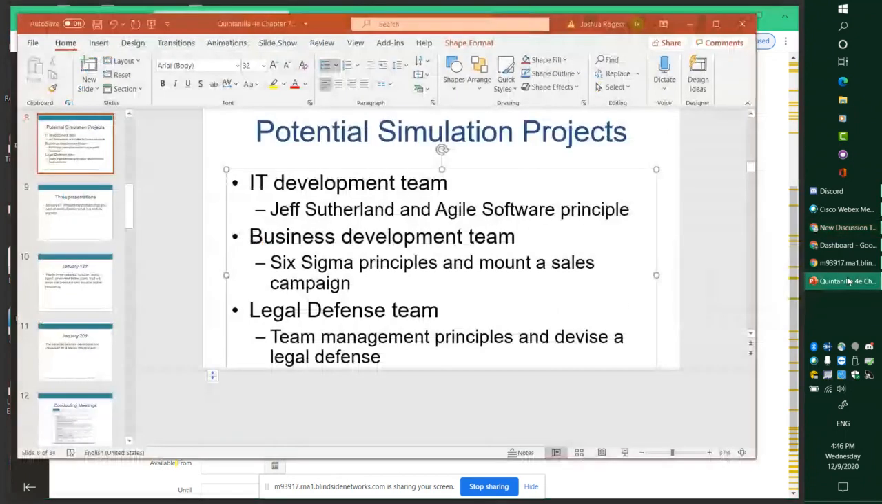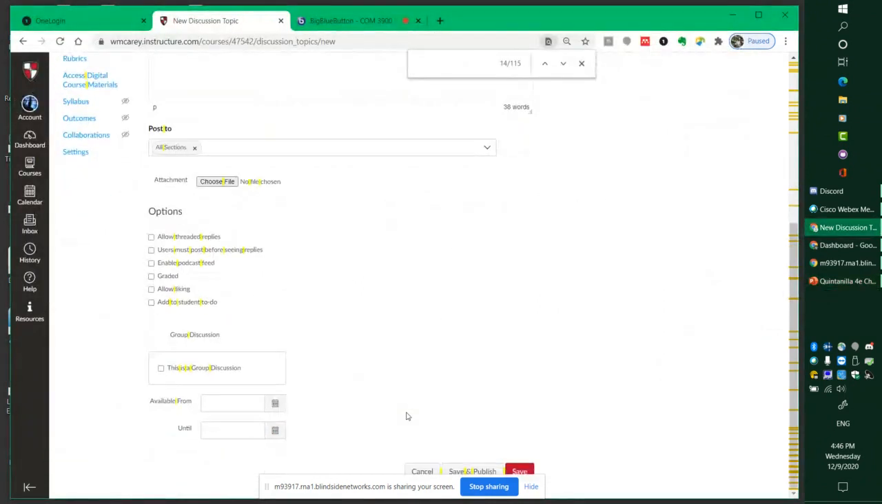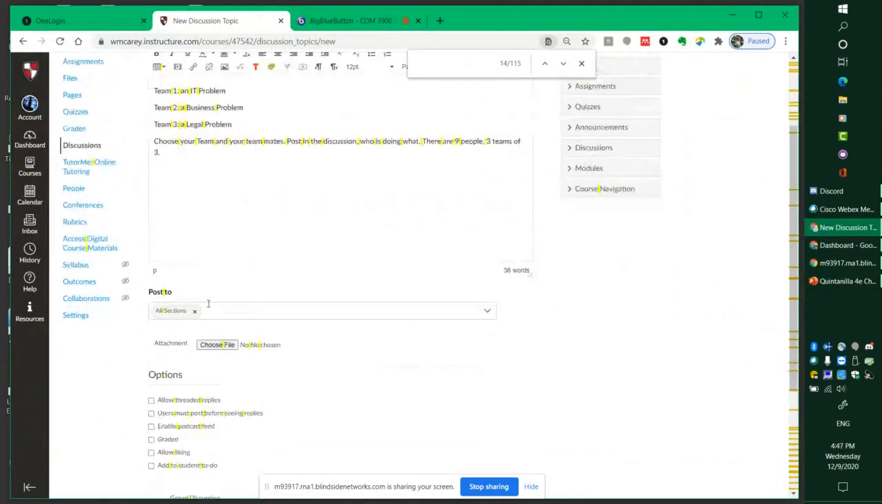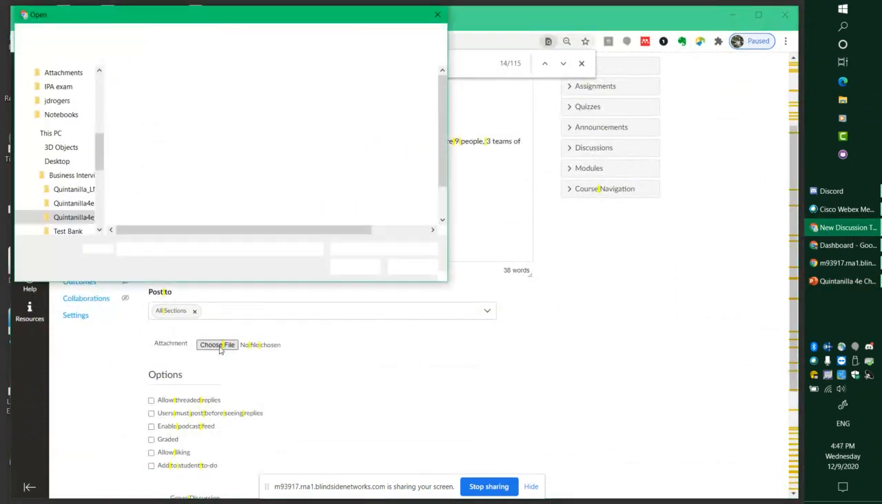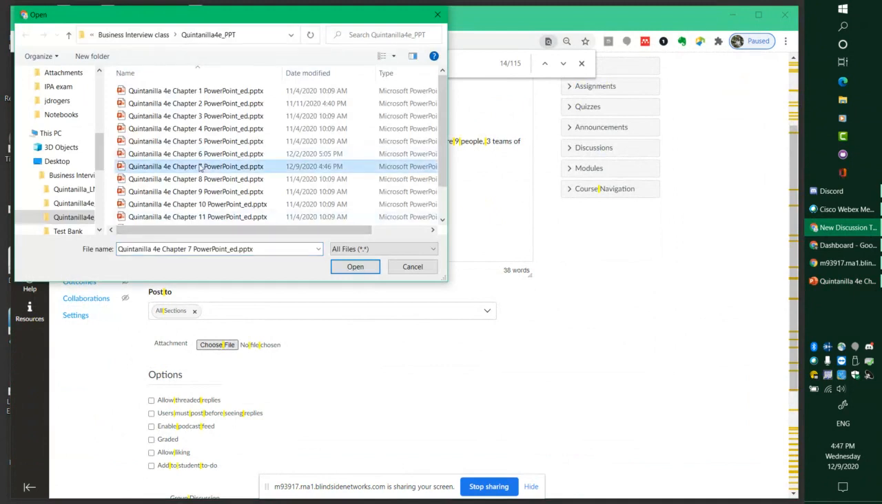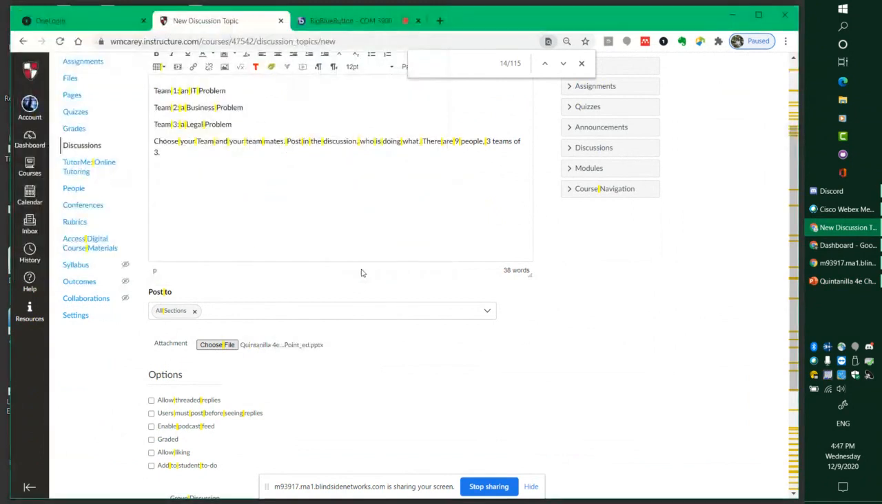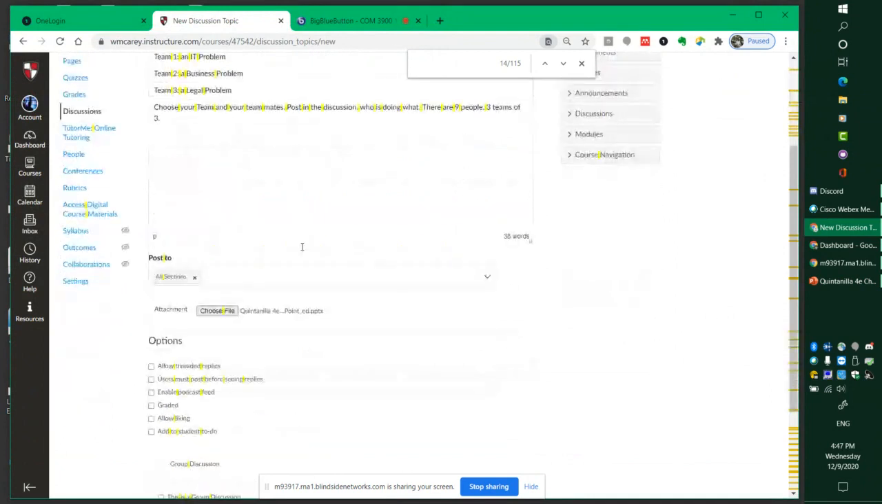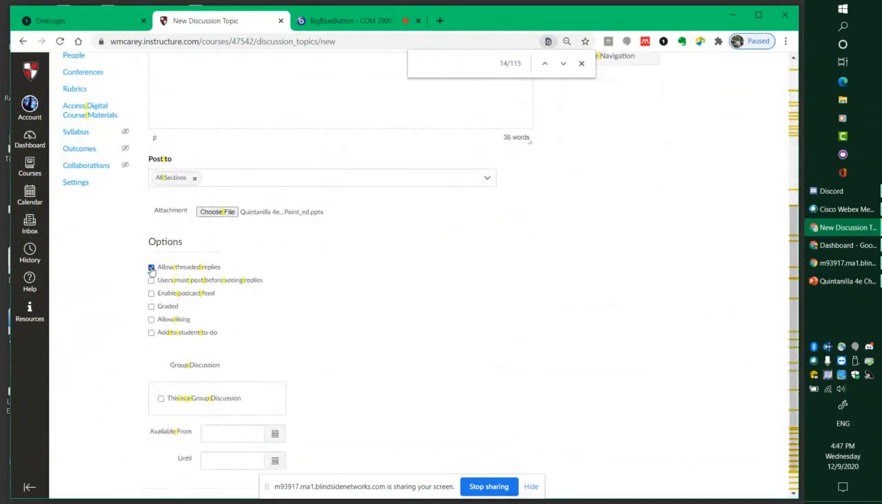Okay, I'm going to save this as it is and add this as part of your part of the information. Goes with it. Saved it today. Yep. Open. Allow threaded replies. Users must post before they see replies. Well, I'm not going to do that. Y'all can read. It is graded.